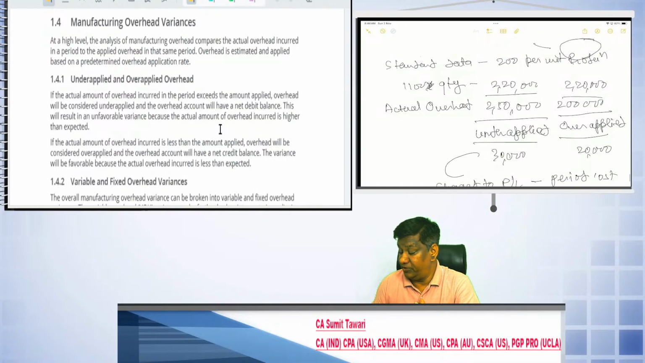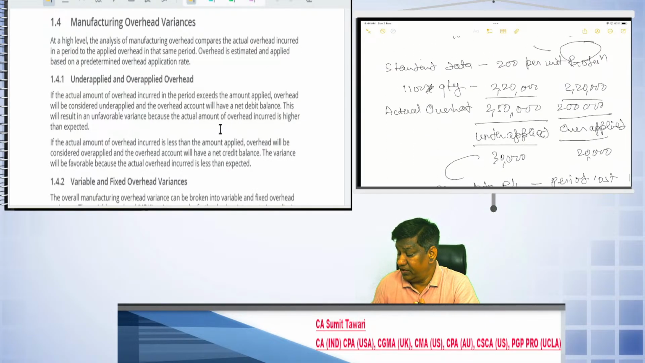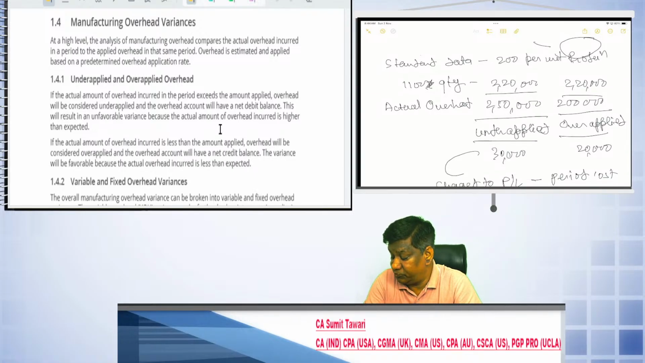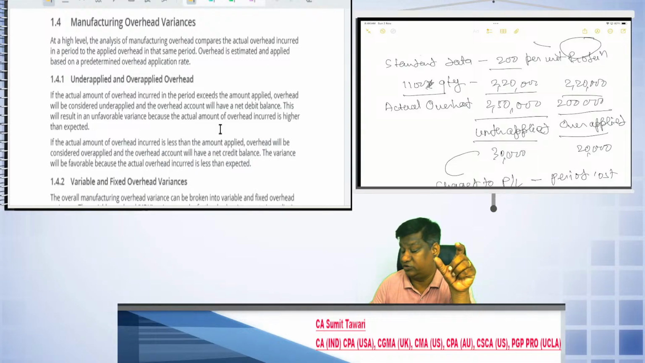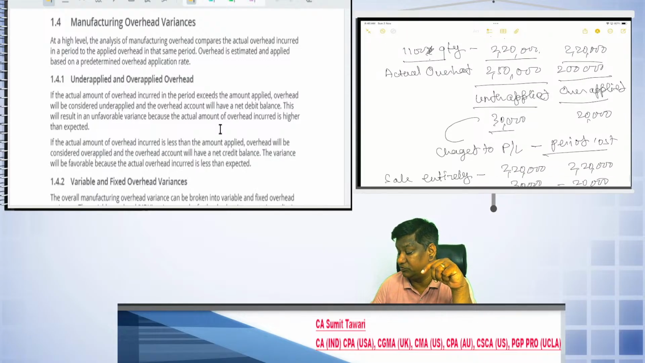Okay, so here what happened, like we decided to produce 1100 quantity, and we decided to charge 200 per unit. Okay, 1100 quantity, 200 per unit. Okay, if I sell the entire 1100 quantity, then I can charge to the cost of production 220,000 on the basis of 1100 multiplied by 200. Okay, but my actual cost is 250,000. So the remaining 30,000 is charged to PNL as a period cost, means the full cost I need to charge to the PNL. Okay, so in that situation there is no issue.